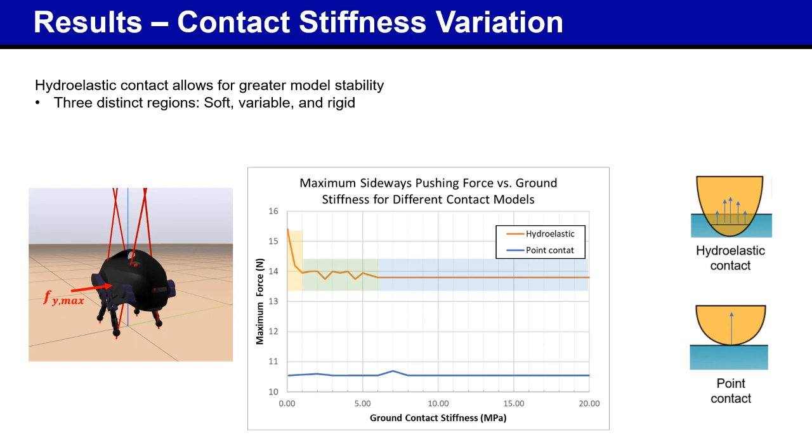We can also see three distinct regions in the hydroelastic contact case. There's a soft region in yellow where the contact is too soft and the feet sink into the ground. There's the rigid region in blue where an increase in stiffness has no effect, and then the variable region in green, where the maximum force has a nonlinear relationship with ground stiffness.